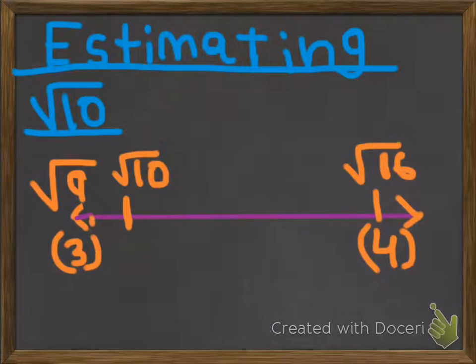So, that's our estimate. So, if it's closer to square root of 9, square root of 9 equals 3. So you could estimate to be 3.1 or 3.2, because it's closer to square root of 9. It's kind of complicated, but you'll get the hang of it. So, step 1.